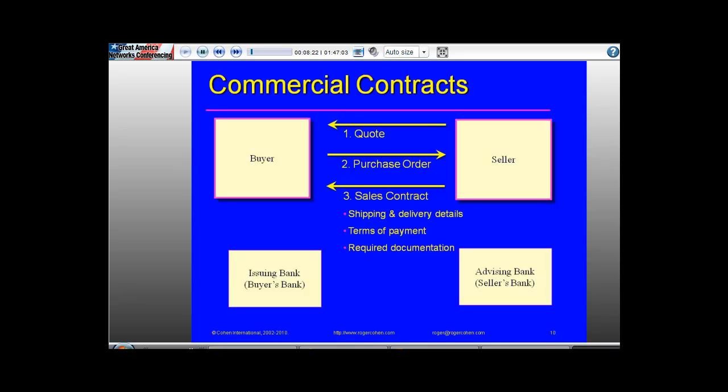The relationship between the buyer and the seller is summarized in this way. In the first step, the seller will provide that quotation to the buyer, that is our best price, our best delivery. The buyer then issues the purchase order to the seller. The seller issues the sales contract to the buyer, and that sales contract will include the shipping and delivery details, the terms of the payment, any required documentation, and anything else that is pertinent to this particular order.